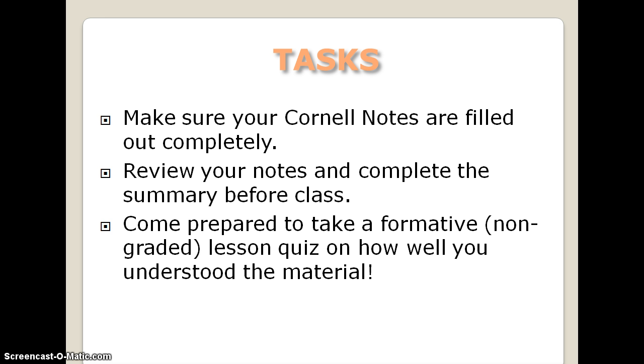Make sure your Cornell notes are filled out completely. That includes the warm-up. Review your notes, complete the summary before class, and come prepared to take a lesson quiz on how well you understood the material.